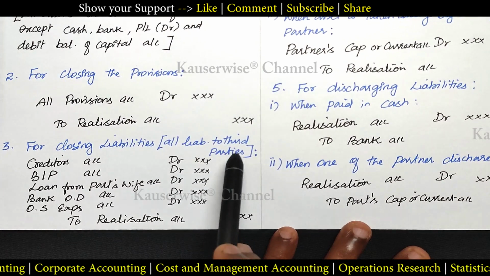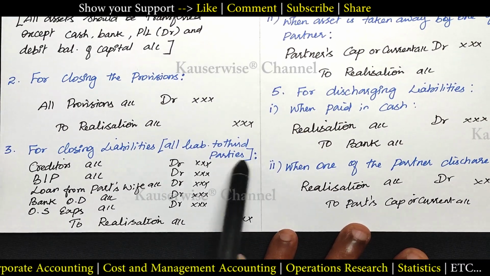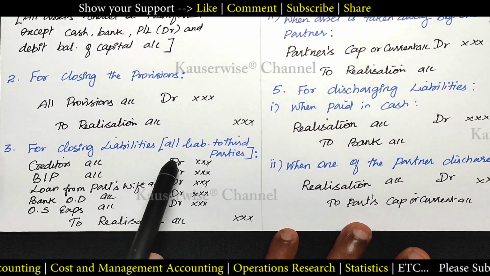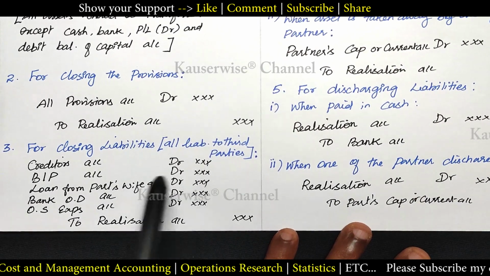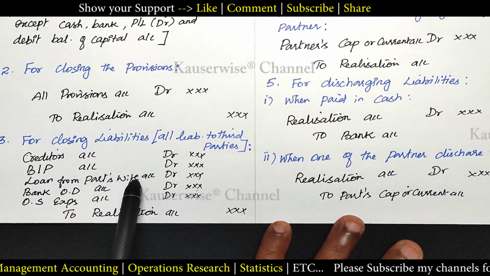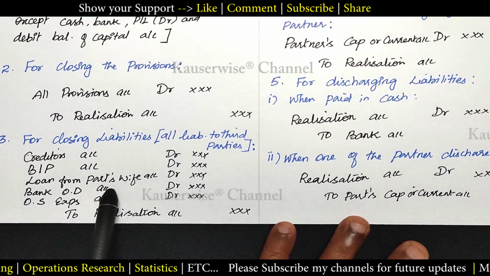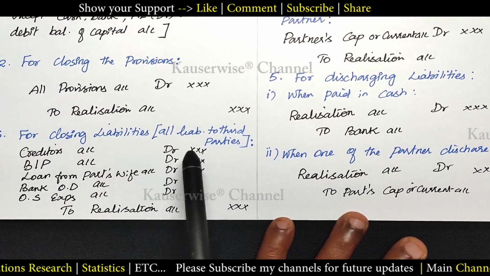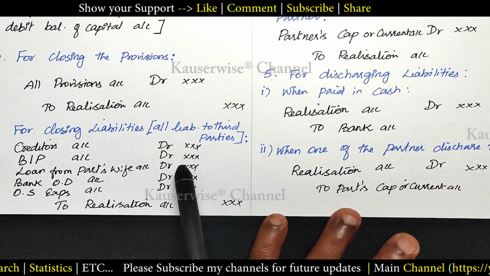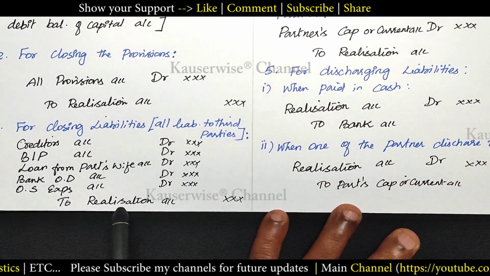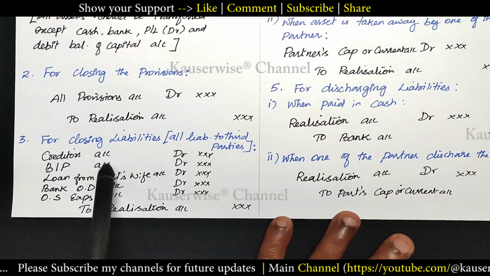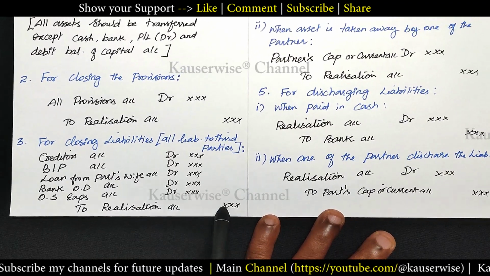All the liabilities are credit balance, so when you transfer, just debit. So creditors account debit, bills payable account debit, loan from partner's wife, that is also a third party liability. Bank overdraft, outstanding expenses, these are the third party liabilities that need to be transferred to realization account. So all the liabilities account debit to realization account.